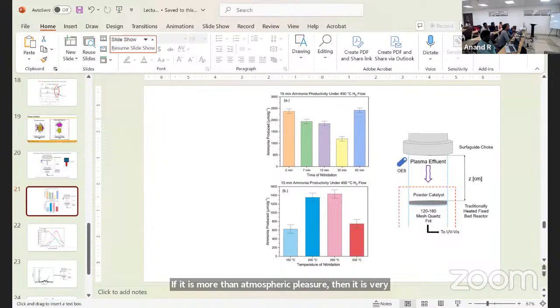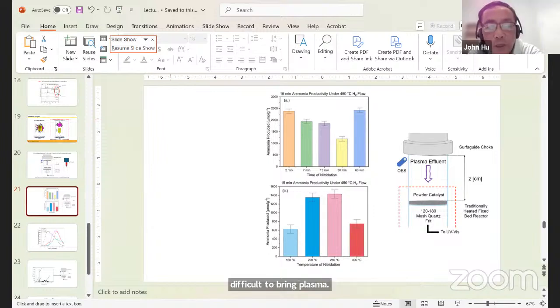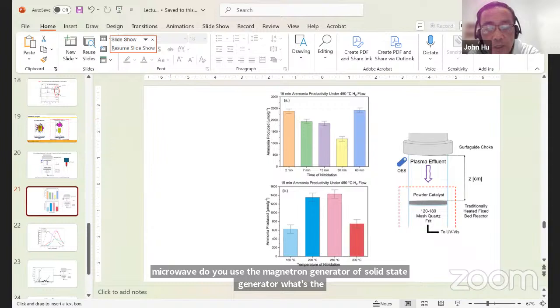What's the power? Do you use a magnetron generator or a solid state generator? What's the power? How much is it? 1 kilowatt, 3 kilowatts?